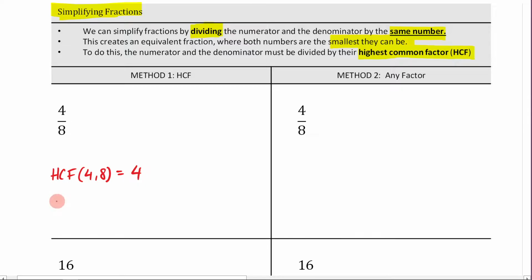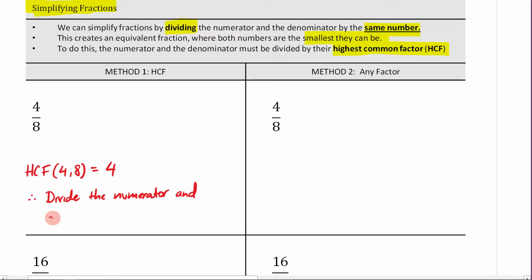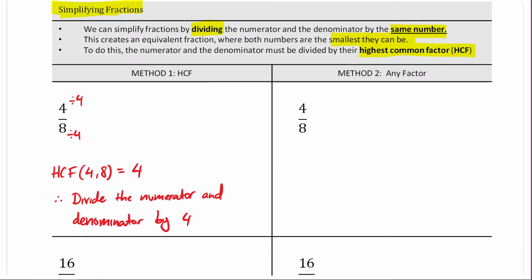So therefore, what we're going to do, these 3 dots means therefore, we're going to divide the numerator and denominator by 4. So I'm going to go divide by 4, and that means what I'm going to end up with here is 4 divided by 4 is 1, 8 divided by 4 is 2. My answer is going to be a half.